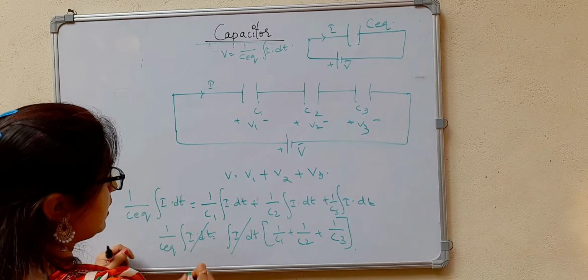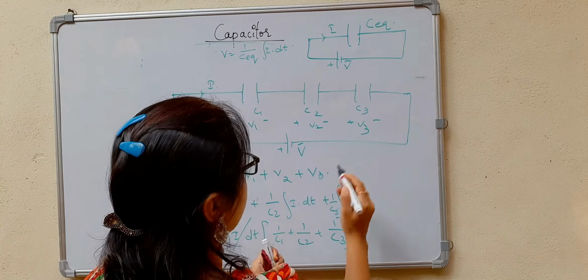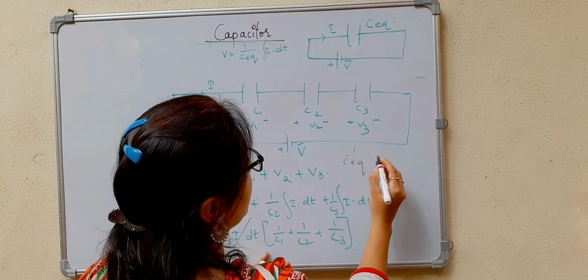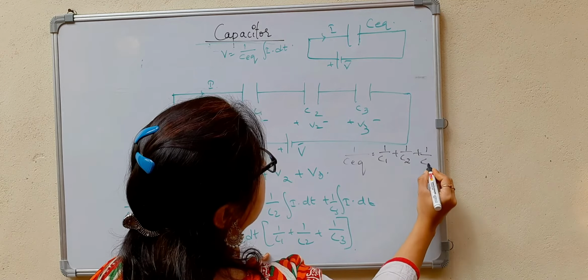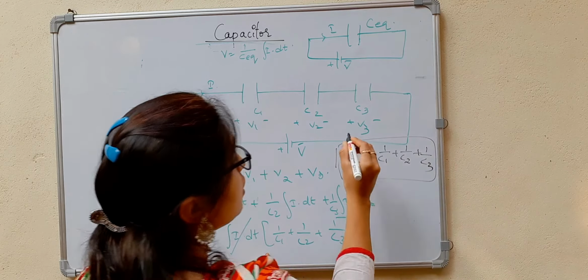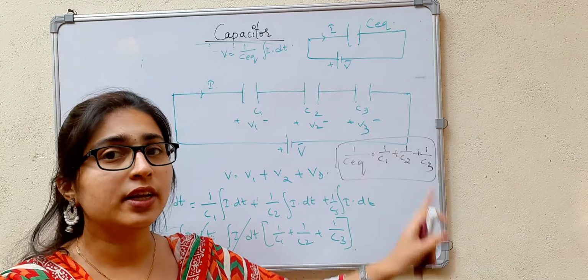So this gets cancelled. So we can say 1 by C equivalent is equal to 1 by C1 plus 1 by C2 plus 1 by C3. So this is the formula for the equivalent capacitance when they are connected in series.